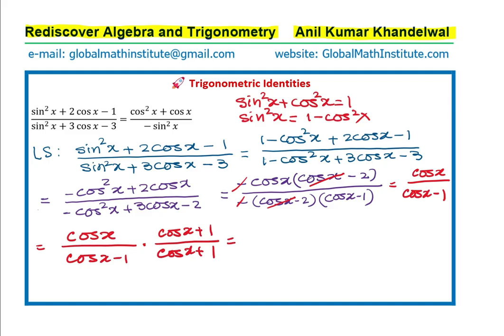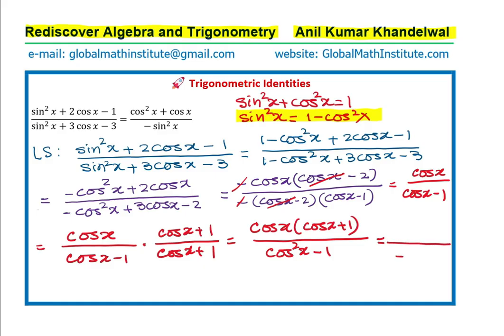So the numerator now becomes cos square x. We can write cos x times cos x plus 1, which is cos square x plus cos x. And in the denominator, we get cos square x minus 1. Now, cos square x minus 1 is minus sine square x, right? As you can see here, sine square x is 1 minus cos square x. So cos square x minus 1 will be minus sine square x, right? So we get minus sine square x as required.